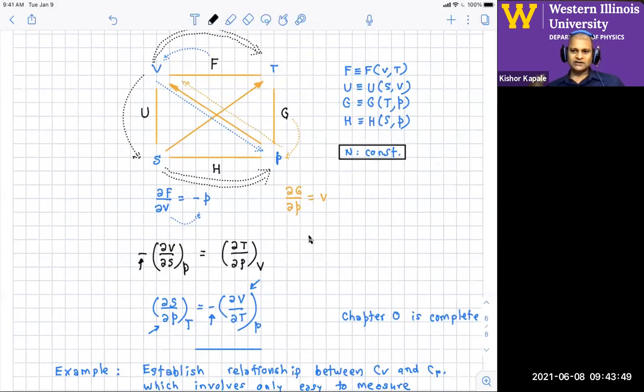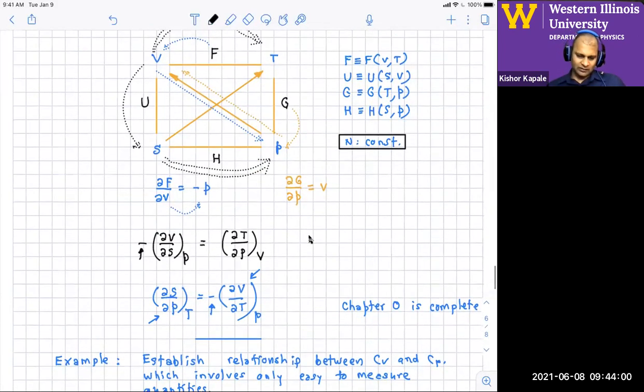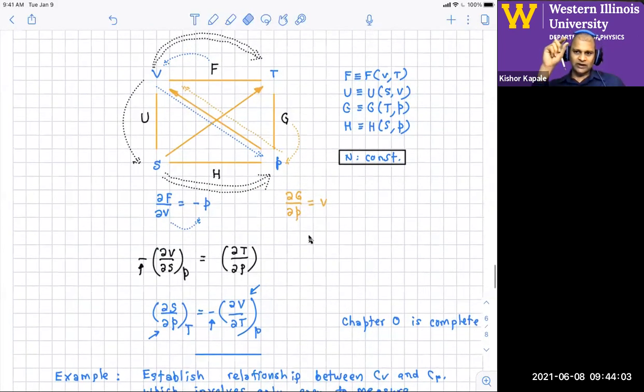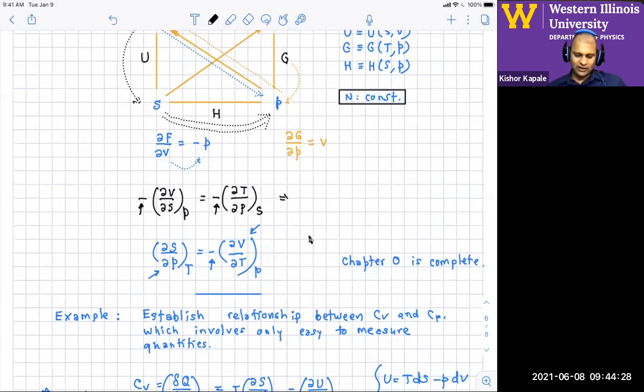And in that process, you are traversing from p to v along the diagonal. Oh no, sorry, I made a mistake there. We are doing the derivative of partial t with respect to p. You look at the variable in the numerator, t, which is connected with s. So s would have to be held constant, but you are traversing in the direction opposite to the arrow. So there is a negative sign on this side as well. That's how both the negative signs cancel, giving you the relation that I had written.